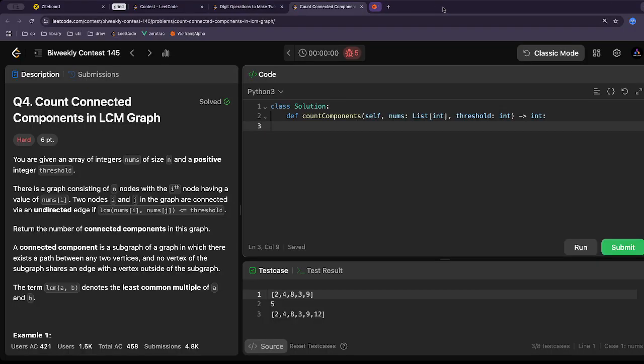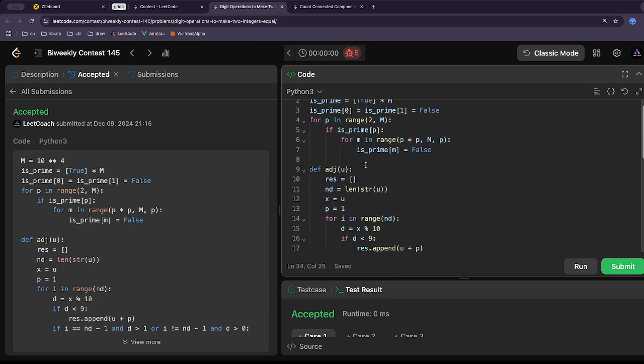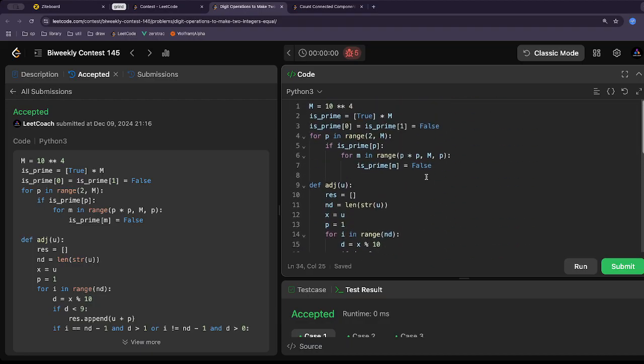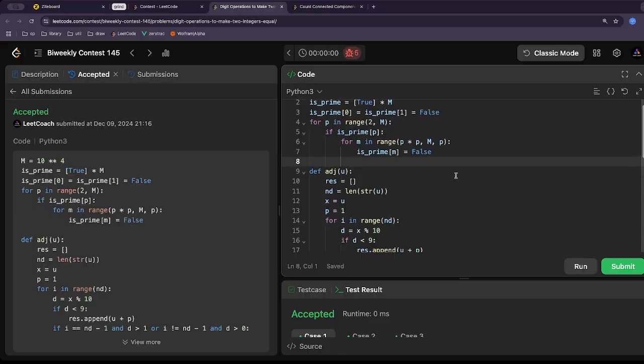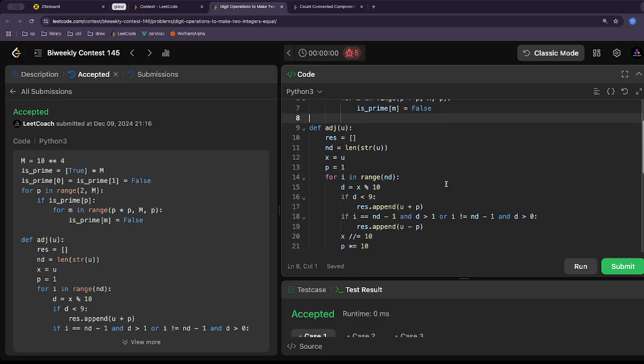Okay, shall we move on to the next question? Is there anything else to say here? So the sieve thing sounds good to me. This you might want to have in your template. So it's good to have a library of code that you reuse, that you can copy paste in a contest. And this doesn't change, right? I mean, there are variants, but for primes it's always the same.